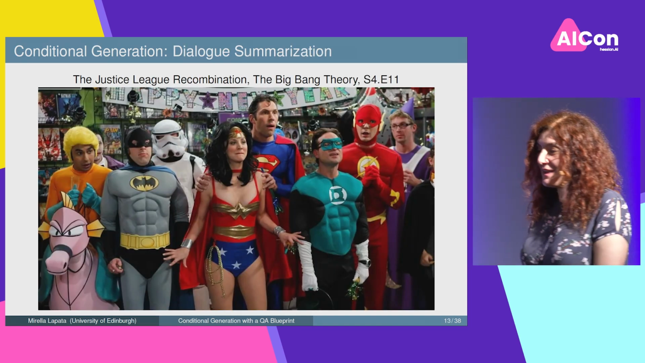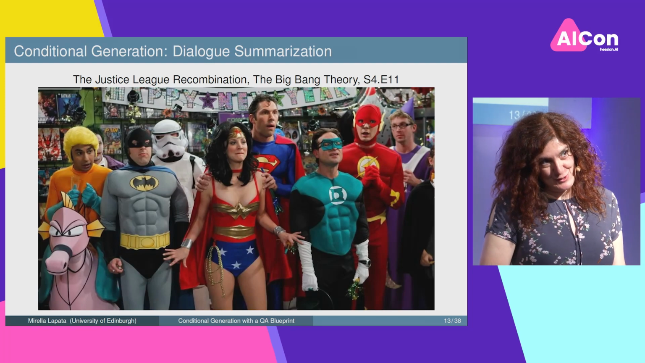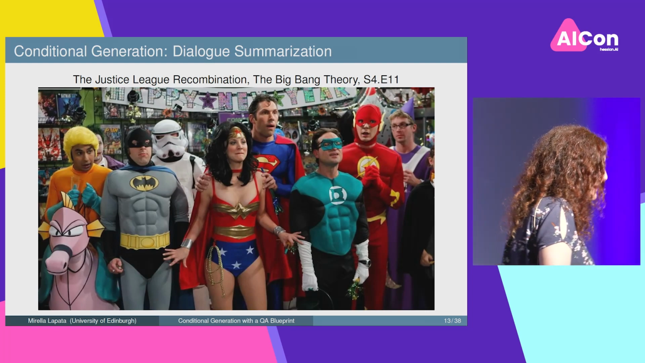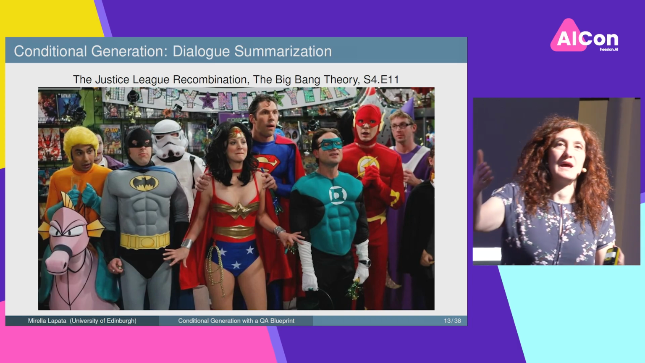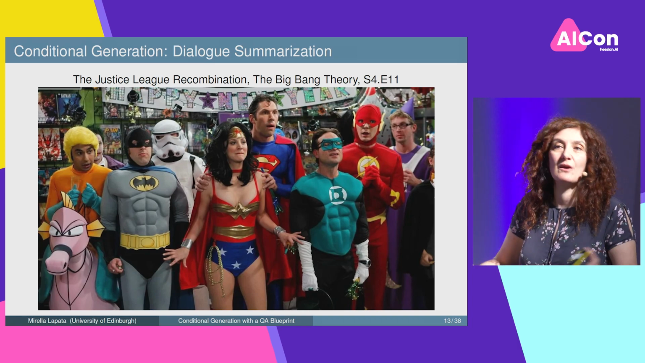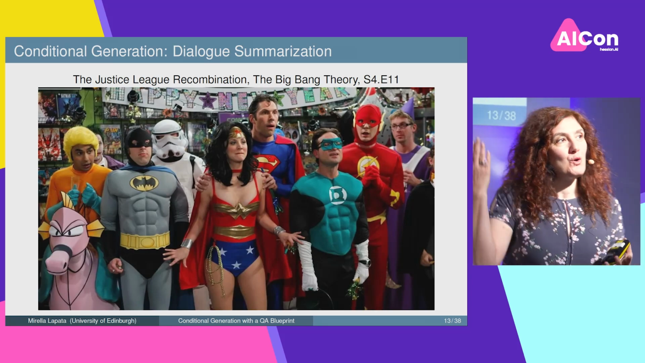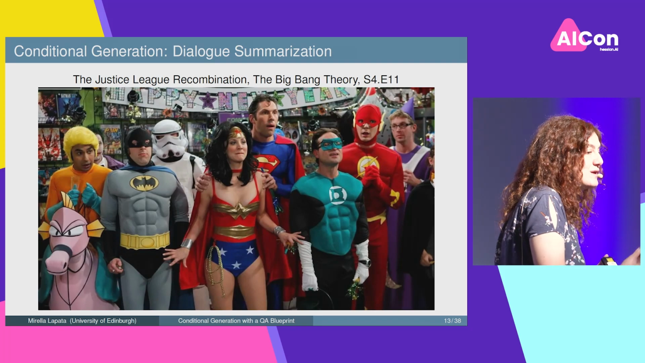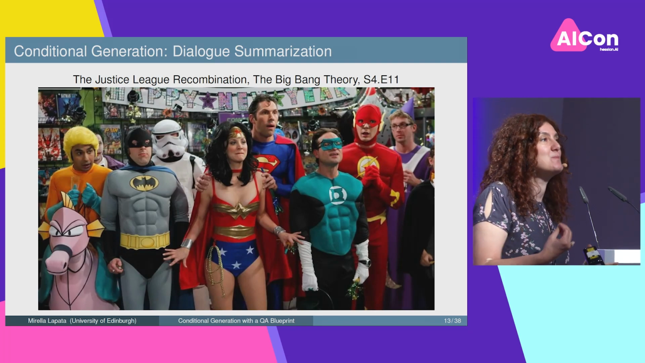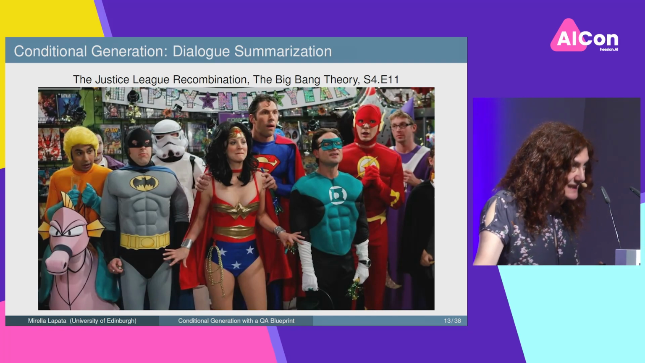Then moving on, there is this task of dialogue summarization. Very challenging. So the task is set up as follows, and it's supposed to emulate how a human conversation would go. So we have a transcript. We take here the Big Bang Theory, Season 4, Episode 11. It's the Justice League Recombination.